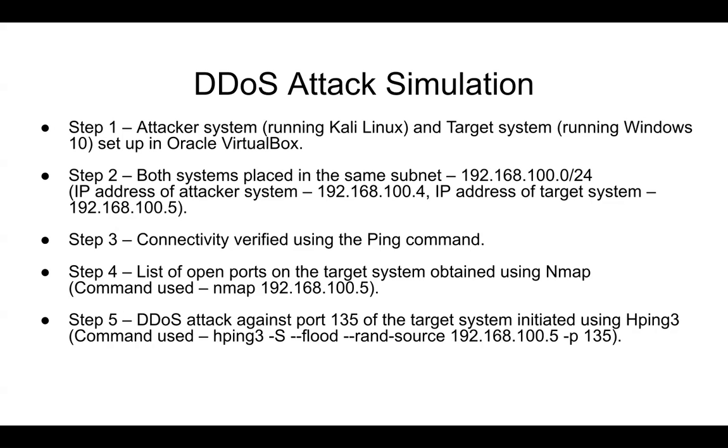One of the open ports that we detected was TCP 135, which is commonly associated with Microsoft Remote Procedure Call. So we ultimately decided to exploit this open port and subsequently launched a DDoS attack against it using the hping3 command that you see at the bottom. This command essentially sent a high volume of SYN packets with random source IP addresses to port 135 of the target system.